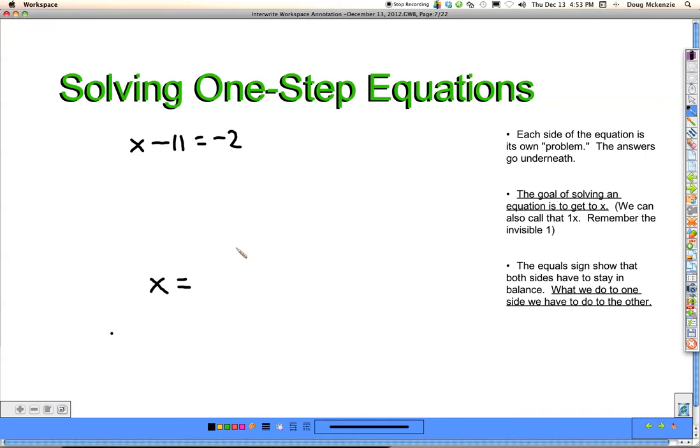We also want to remember that the equal sign, since it's a balance, tells us that we have to keep this side equal to this side. So whatever we do to this side, we also want to do to this side so that they remain in balance. So if I multiply everything over here by 2, I have to multiply this side by 2, so they're both twice as big. If I take 5 away, I have to take 5 away.